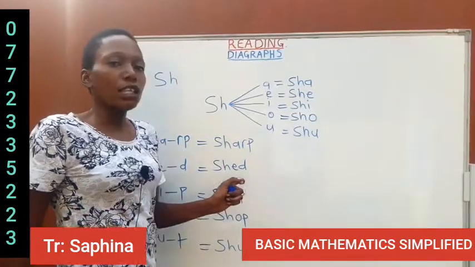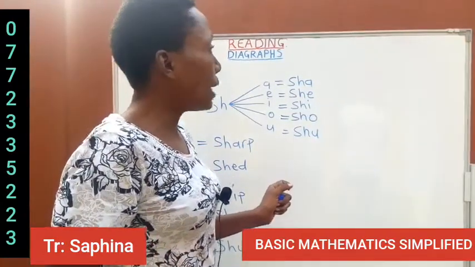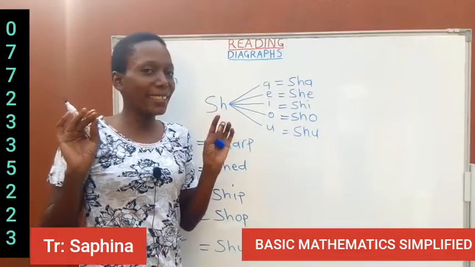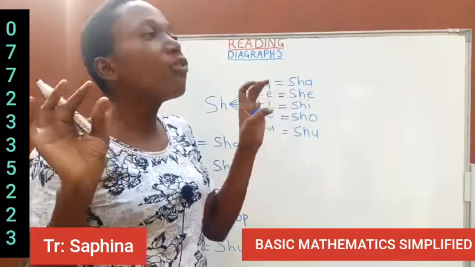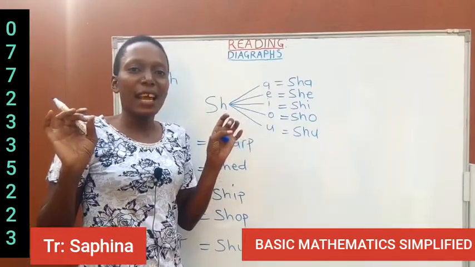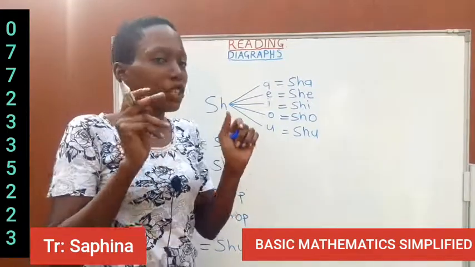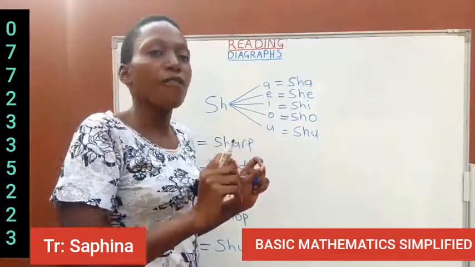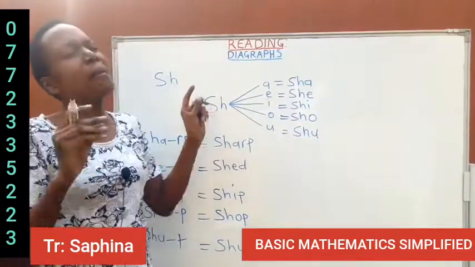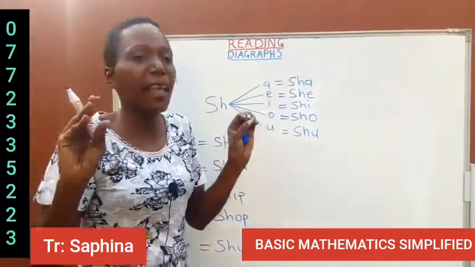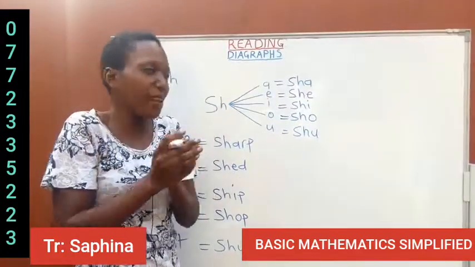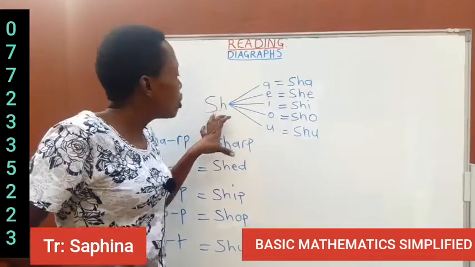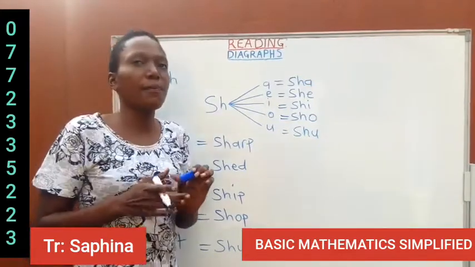So what you're going to do for me, young kids, you are going to write in your books. Get your books. Write the words that have sound sh. There are many words. You cannot even finish them. You write the words with sound sh in your books.